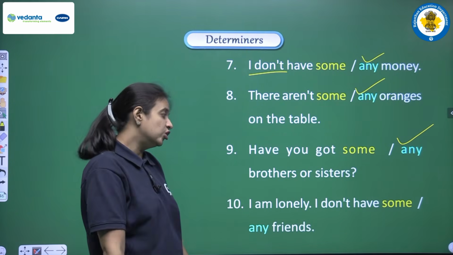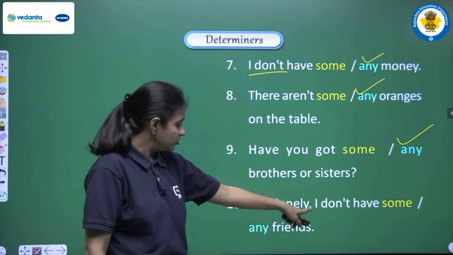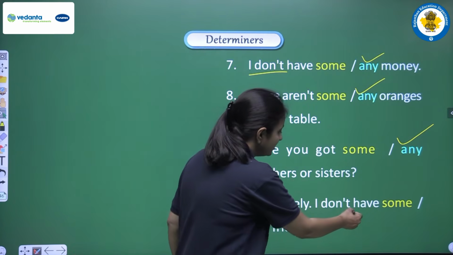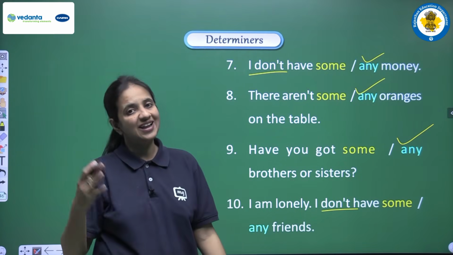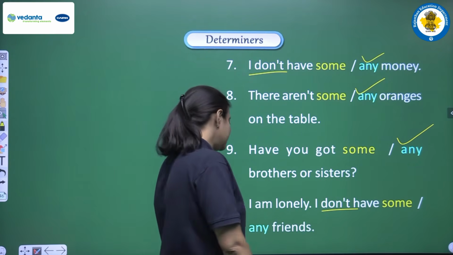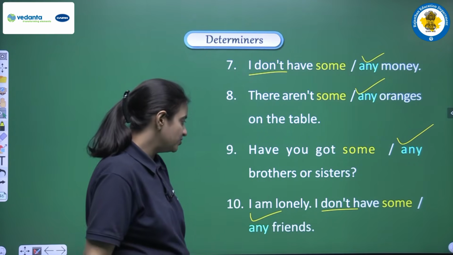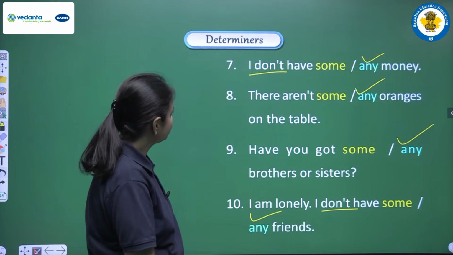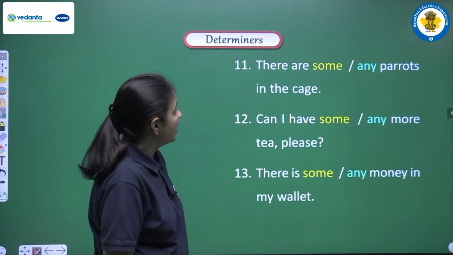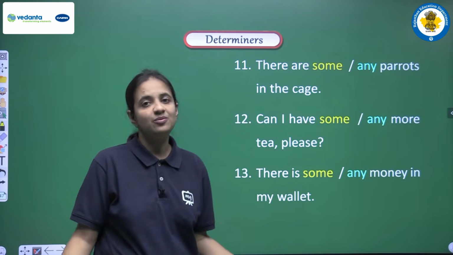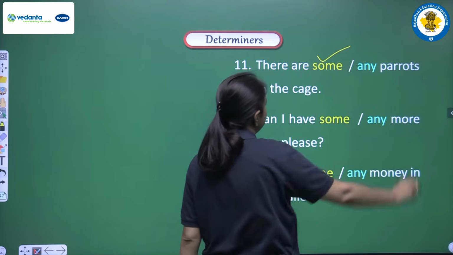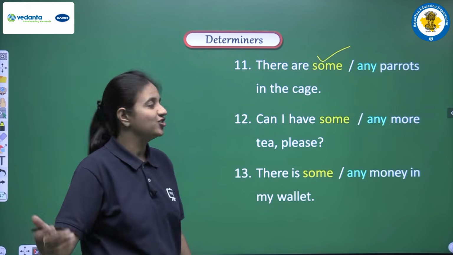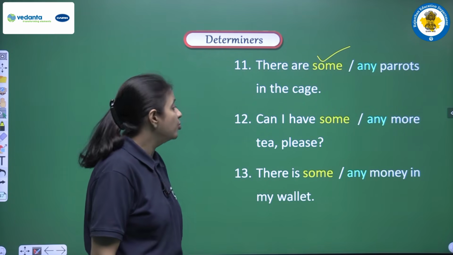Next is I am lonely, I don't have friends. So here the first sentence is I am lonely, and in the second sentence we are having do plus not, a negative sentence, and this is the reason we will choose any here, and the sentence will be I am lonely, I don't have any friends. Next is there are parrots in the cage. It's a very simple positive structure, so we will choose some here, and the sentence will be there are some parrots in the cage.